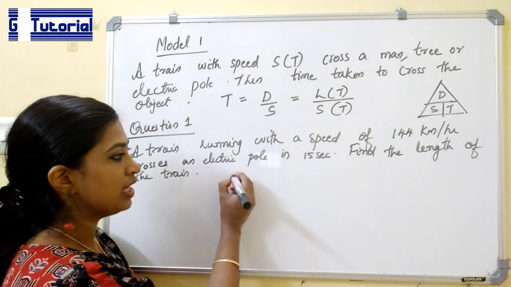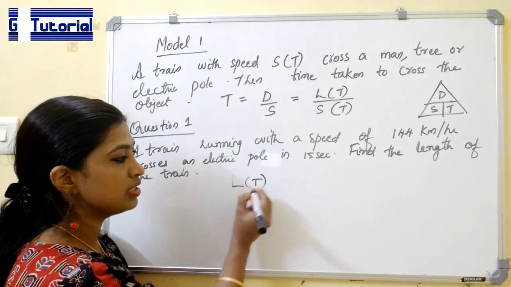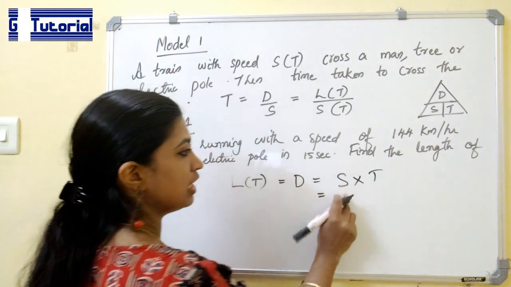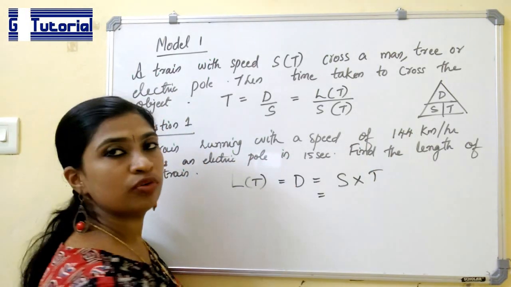Here we are asked to find the length of the train. So the length of the train is actually the distance. Distance is equal to speed into time. So the speed of the train is given as 144 km per hour.